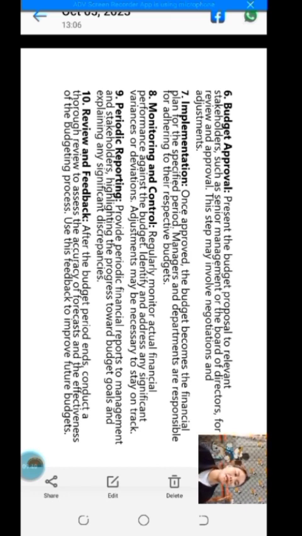Then, the managers and departments are responsible for adhering to the respective budgets. So here the manager implements it, and the departments are responsible for adhering to the respective budget. The manager, the department, or the Department of Budget and Management, DBM, are the ones responsible.